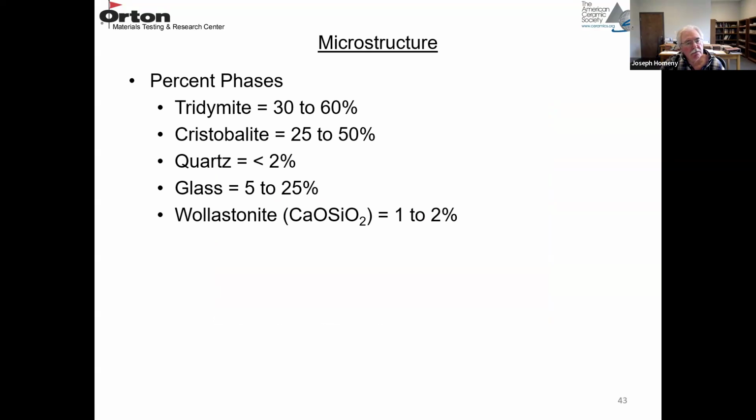So when you finally fire this material, you're going to end up with 30 to 60% tridymite, 25 to 50% cristobalite. You don't want any quartz present, so it has to be less than 2% to be a viable silica refractory. Glass, maybe 5 to 25%. And then that crystalline phase, wollastonite, CaOSiO2, the calcium silicate, 1 or 2%.